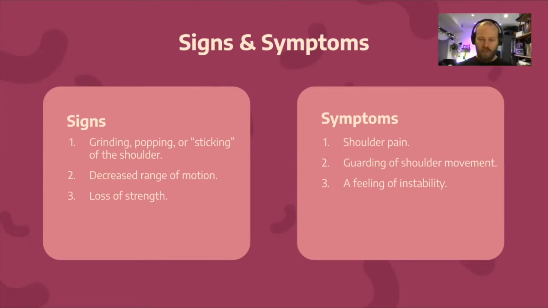And this feeling of instability, people report reaching out too far, either overhead or out from the body. There's this feeling that the shoulder might come out. And so people tend to, again, feed that back into the guarding. They tend to not allow the shoulder to go out too far as a sort of protective mechanism.